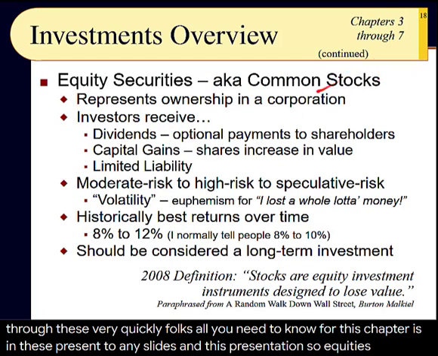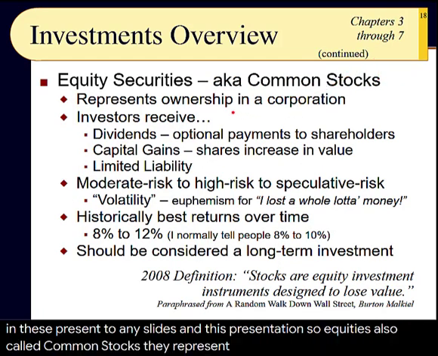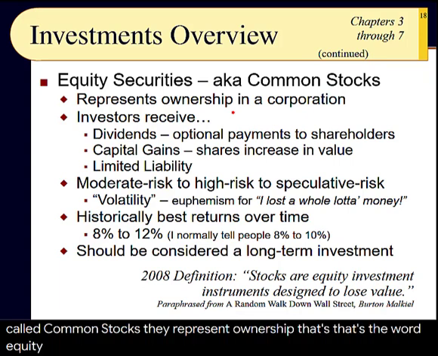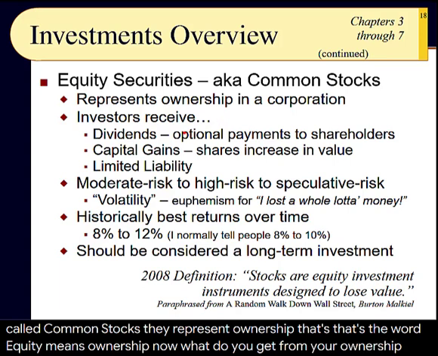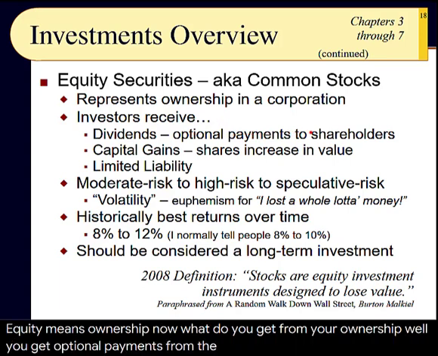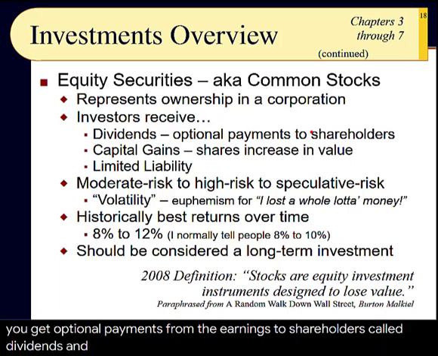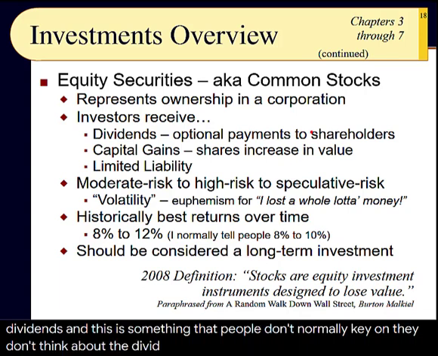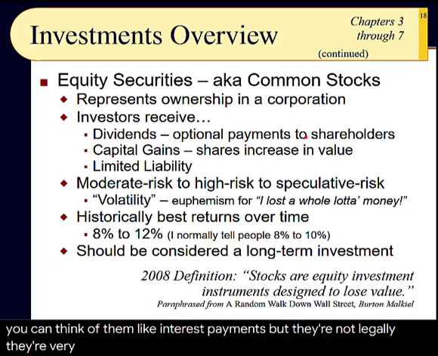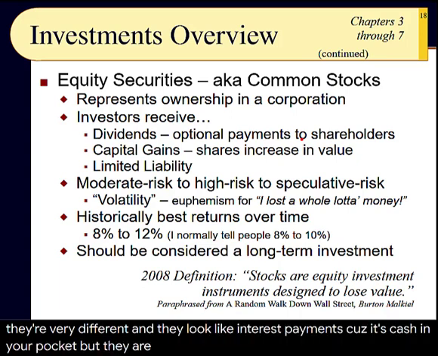So equities, also called common stocks. They represent ownership. That's the word. Equity means ownership. Now, what do you get from your ownership? Well, you get optional payments from the earnings to shareholders called dividends. This is something that people don't normally key on. They don't think about the dividends. But dividends don't lie, folks, as we'll find out. You can think of them like interest payments, but they're not. Legally, they're very different. They look like interest payments because it's cash in your pocket, but they are taxed differently. It's a very different world.